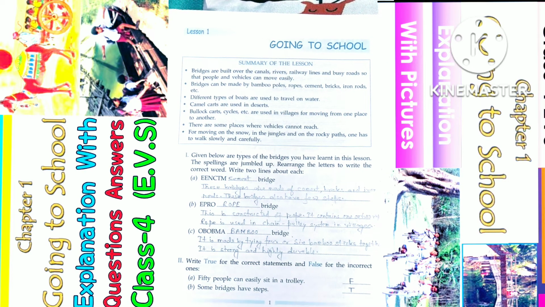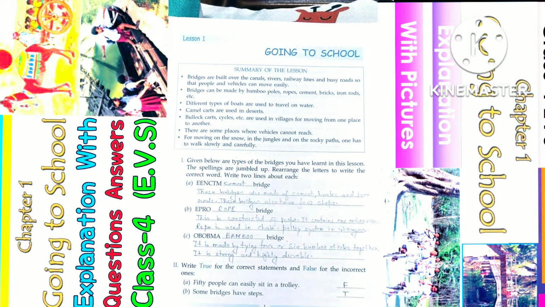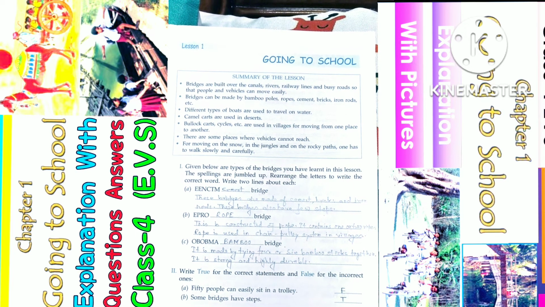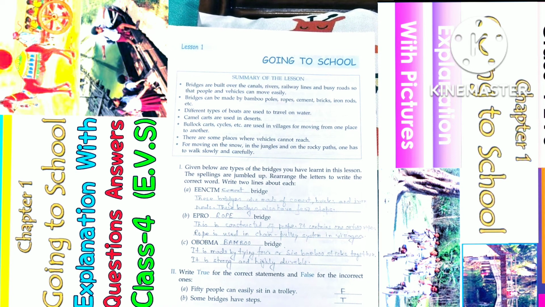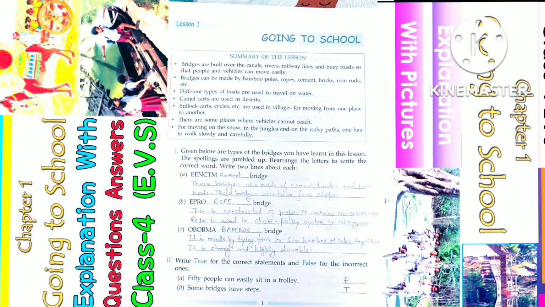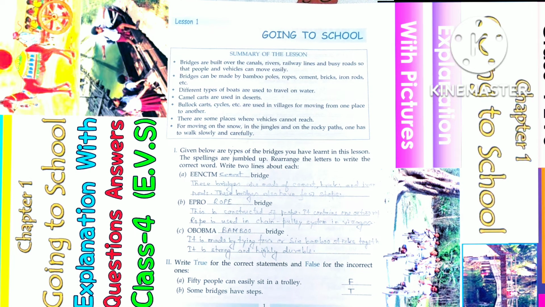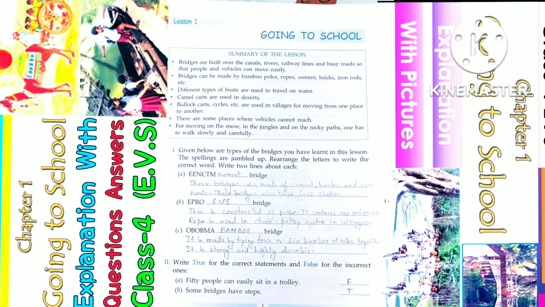Bridges are built over the canals, rivers, railway lines and busy roads so that people and vehicles can move easily. What are bridges basically? Basically, a bridge is a construction made of different materials. Bridges can be made of bamboo poles, ropes, cement, bricks, iron rods, etc.